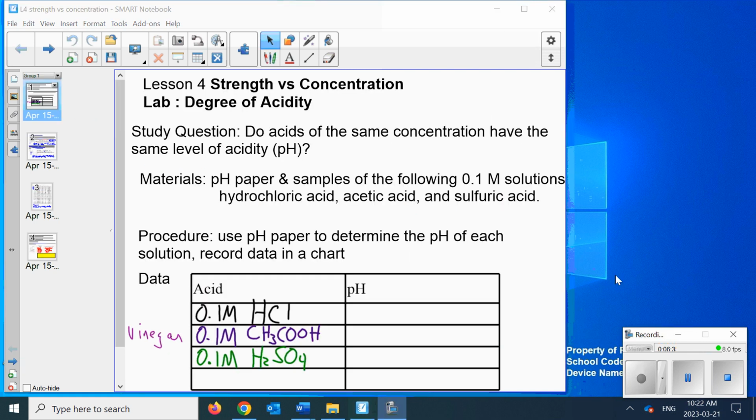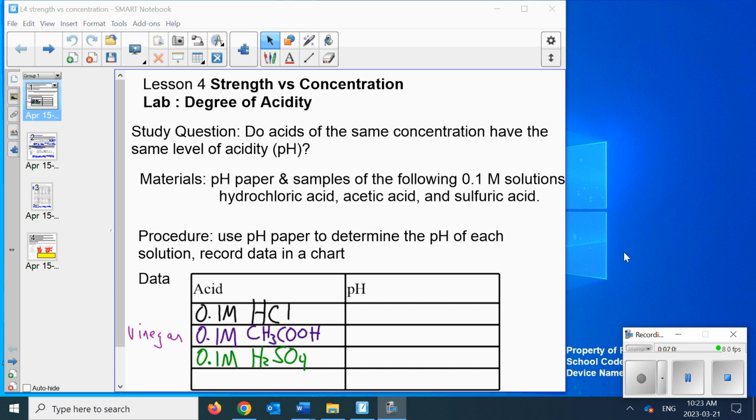So I'm going to tell you what we're going to do in class right away. Strength versus concentration. This is vocabulary, and I want you to understand how they are different things. The degree of acidity, it's a lab activity. What we're studying really is, do acids of the same concentration have the same level of acidity? We're going to call that pH. You've heard of pH. It describes something which we will understand a little more further in the week.